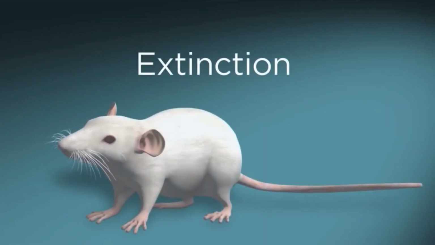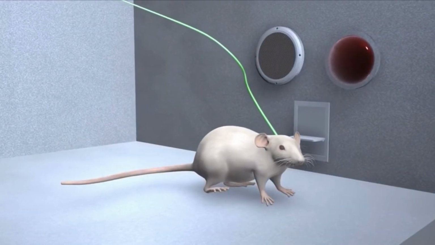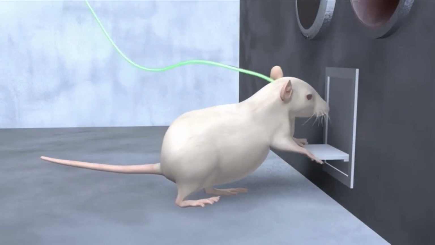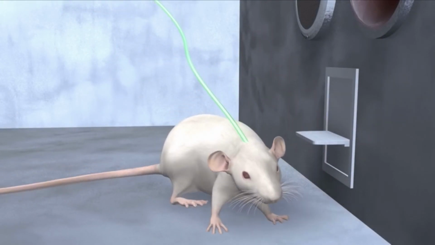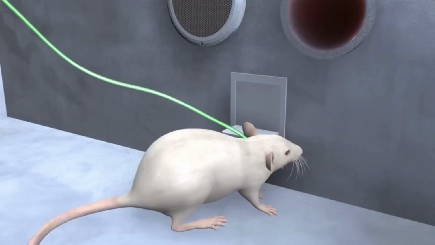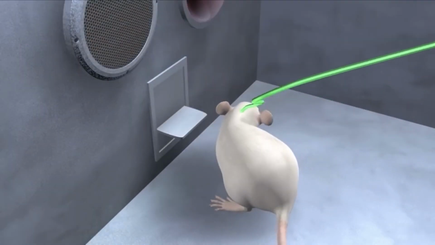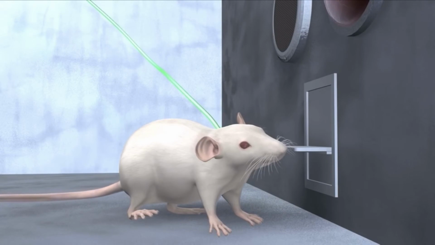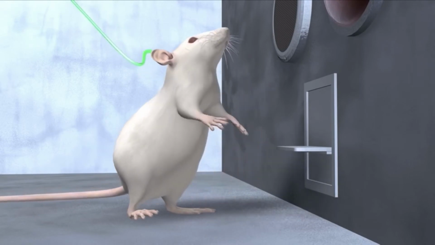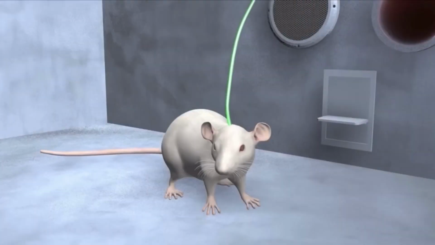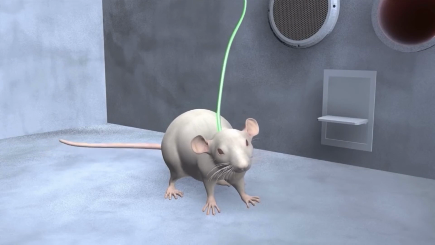Extinction. In this phase, experimenters extinguish the rat's motivation to press the lever by removing the lever's connection to the drug. The rat again finds itself in the test chamber. It presses the lever. Nothing happens. No tone, no light, no cocaine, no pleasure. The rat presses again and again. Gradually, it learns that pressing is futile and tapers off. When the rat's rate of lever pressing falls to near zero, the extinction phase ends.